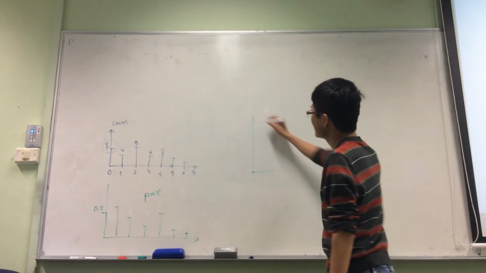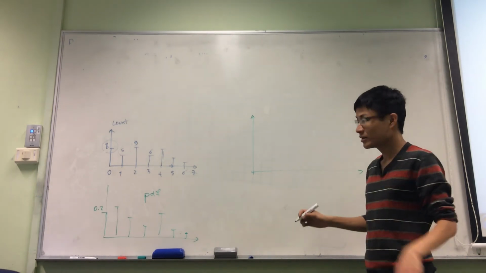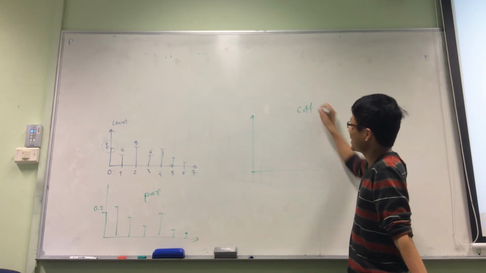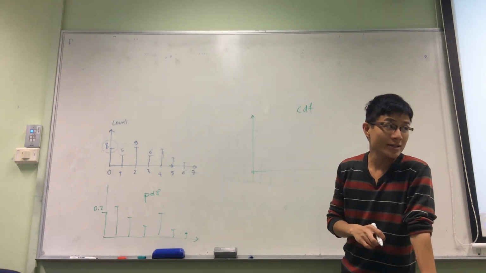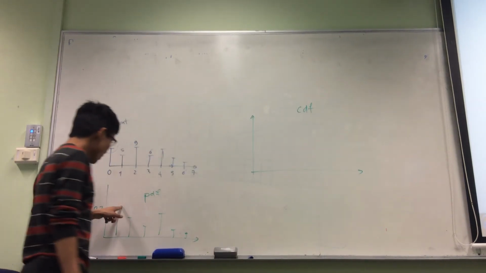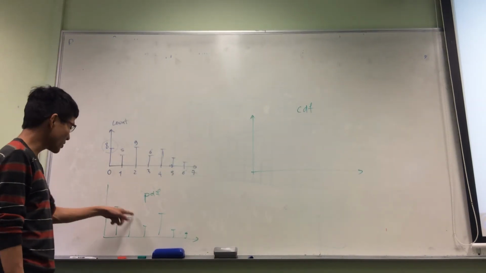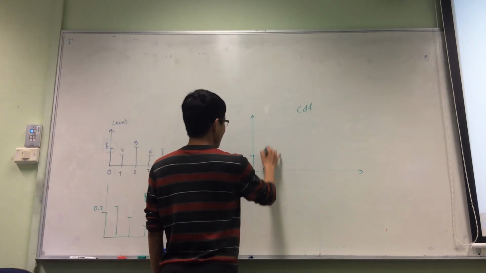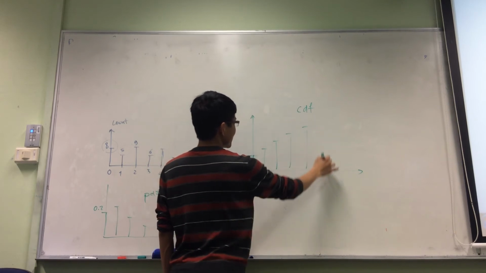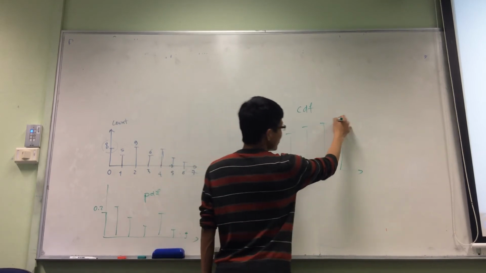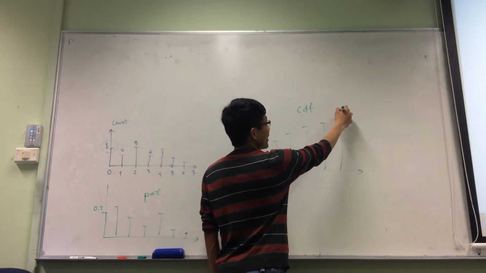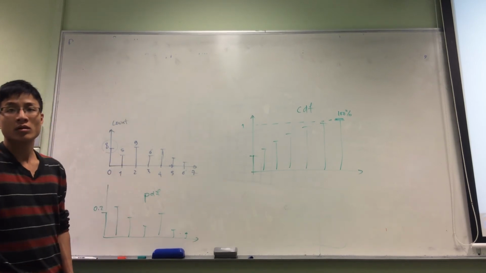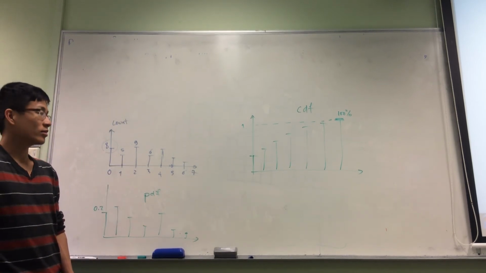From the PDF you can calculate the CDF, cumulative density function, which is the next one added to the previous one. The next one add to the previous one. So you have this one going up like this, going up like that. So the final one should be 100%, or 1.